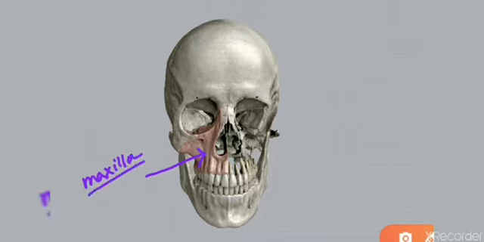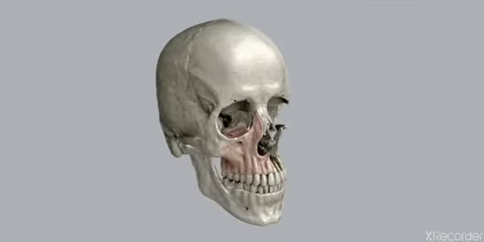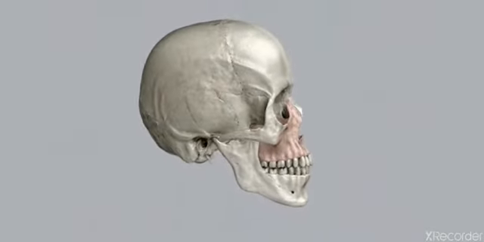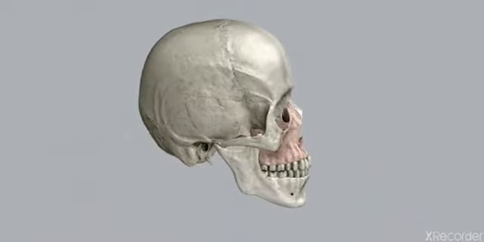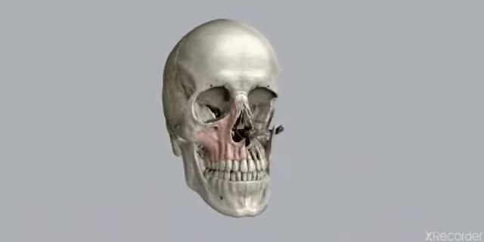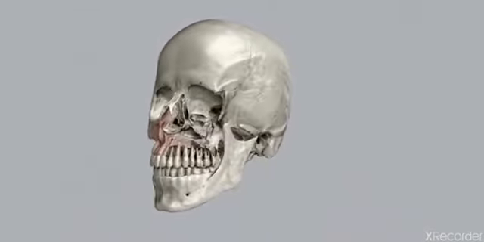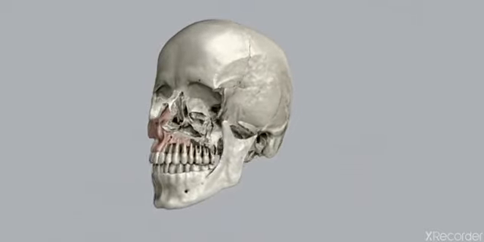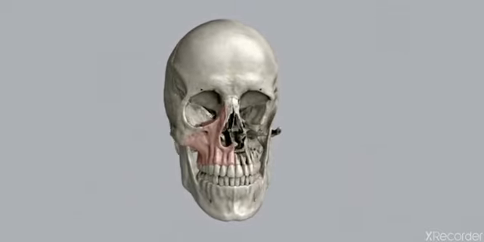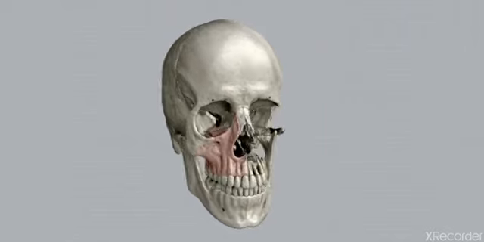Now we will rotate the skull to see the different surfaces of the maxilla. Let's see. We are rotating the skull towards the side. Then we rotate it again in a reverse order. We are seeing the other side of maxilla. Now let's name the sides of the maxilla. What are the sides of maxilla?